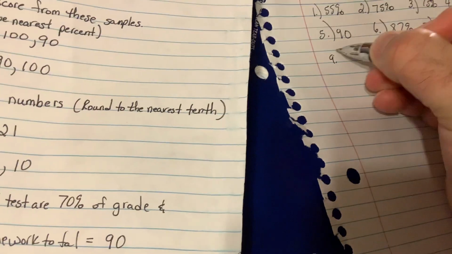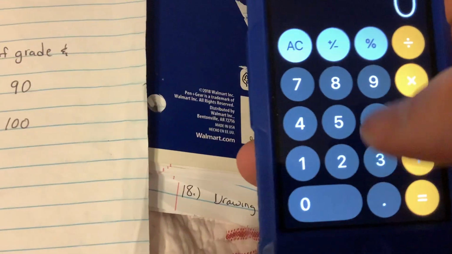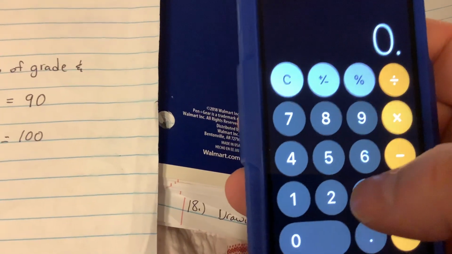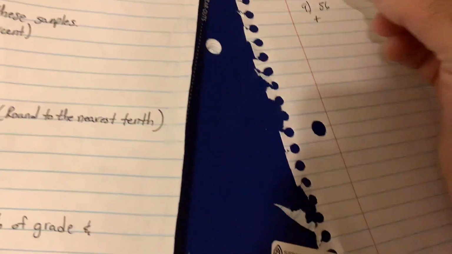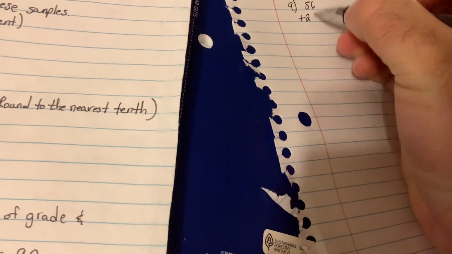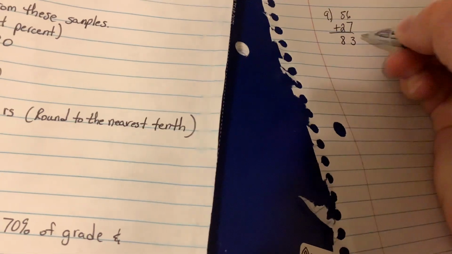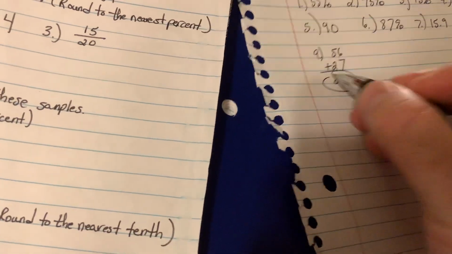Okay, so we're doing number 9. We're going to take a 56 plus whatever the homework was. The homework is 30% of 90. So we're going to do 90 times 0.3. That's 30%. We get 27. So 56 plus 27 is going to be an 83. Okay, 83%.